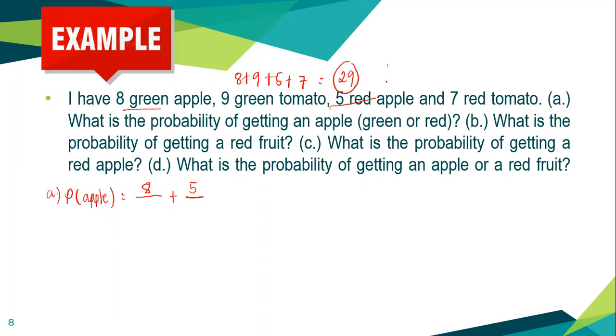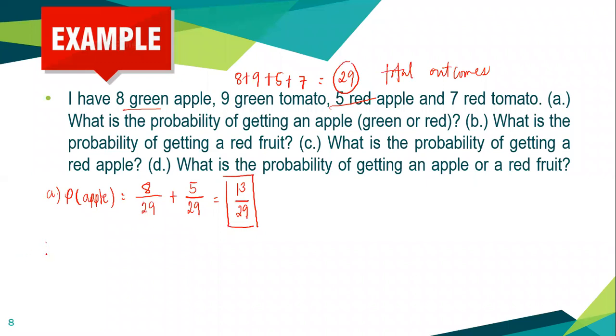Okay, so these are your total outcomes. Ibig sabihin, kung ito yung total outcomes, ito yung nasa denominator. So we have 8/29 plus 5/29. And that gives us 8 plus 5 is 13/29. And that is your answer for letter A.